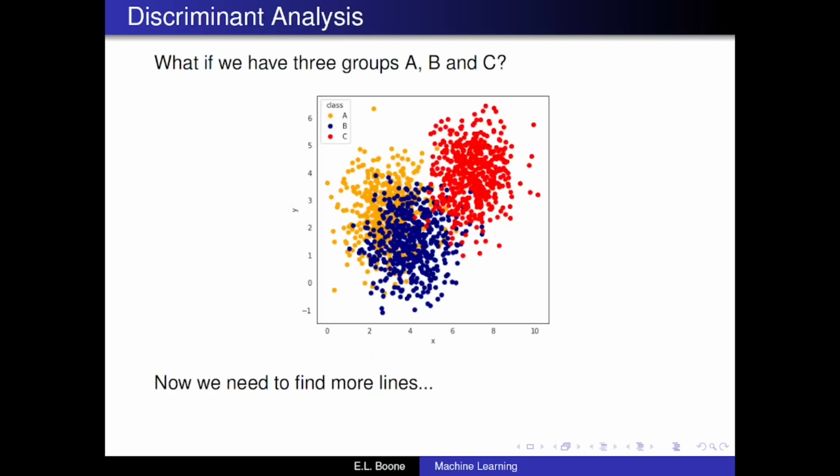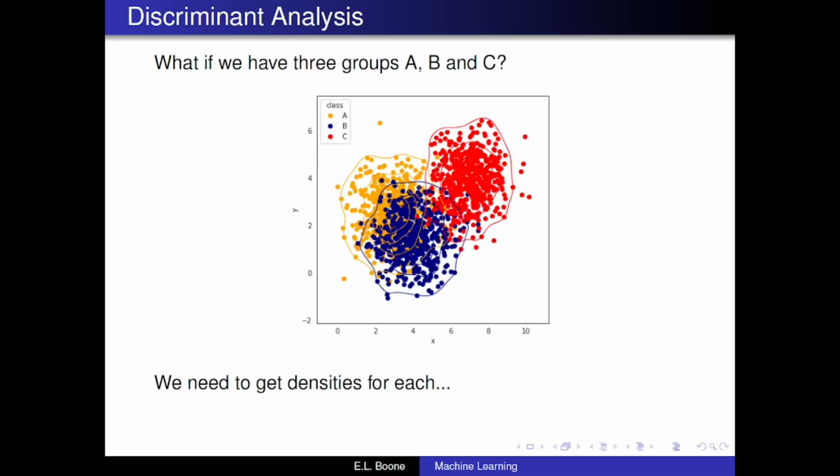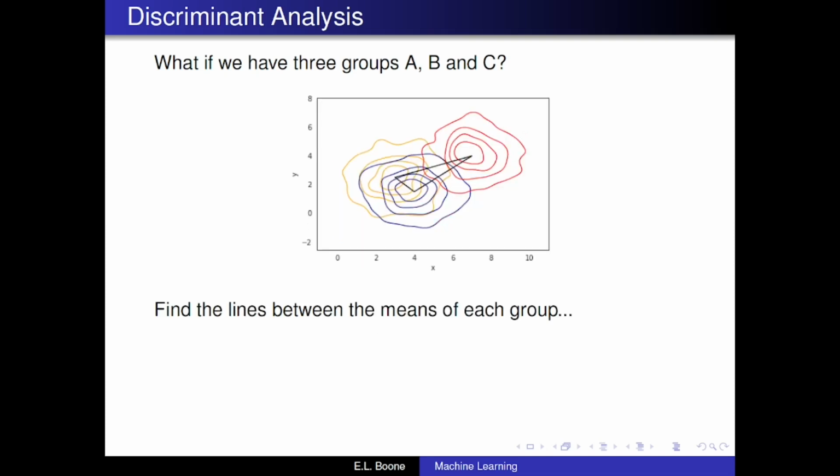Okay, so what if we have three groups, A, B, and C? I took the two groups we had before, and I threw another one in here. This is a red group that we're going to call Class C. Now we're going to need to find more lines because we have three different densities, and we're going to need to go between the centers of them. So there's going to be three lines, A to B, A to C, B to C. Once I find that, then I can find the slope of the lines that are orthogonal to them. For A to B, it's going to be the same as last time, but we're going to have to do something else to find the other two.